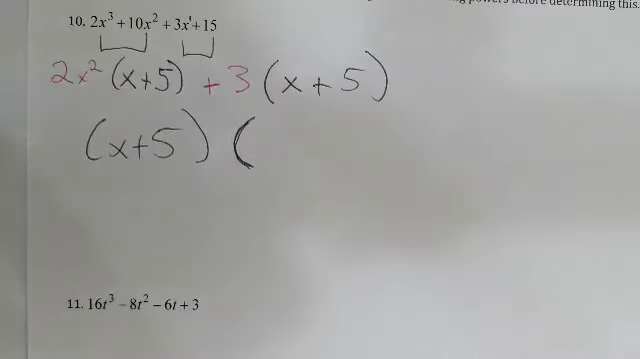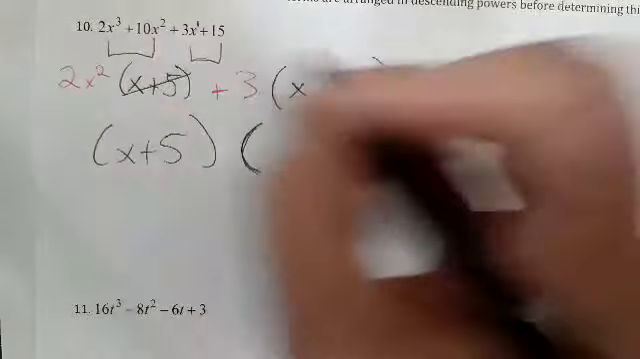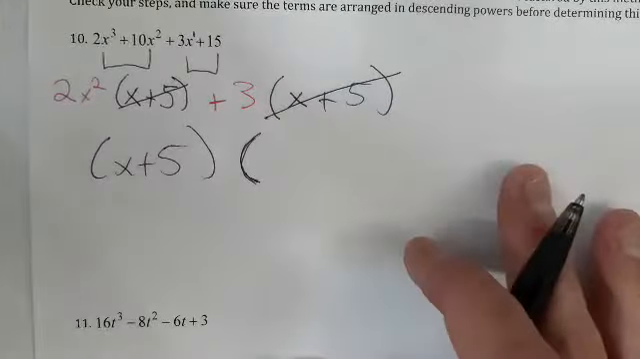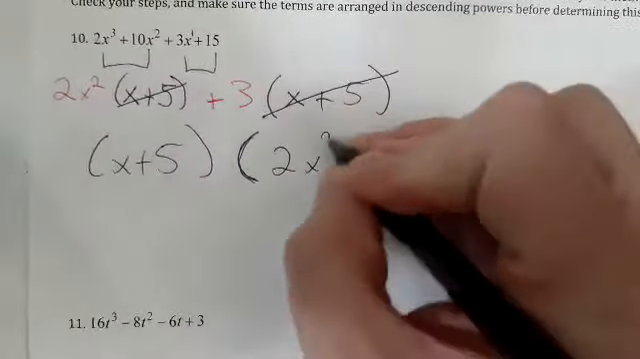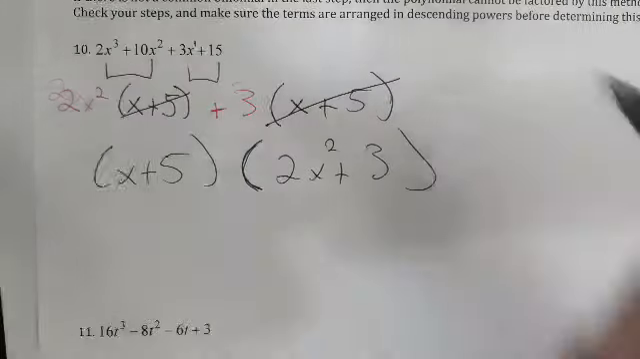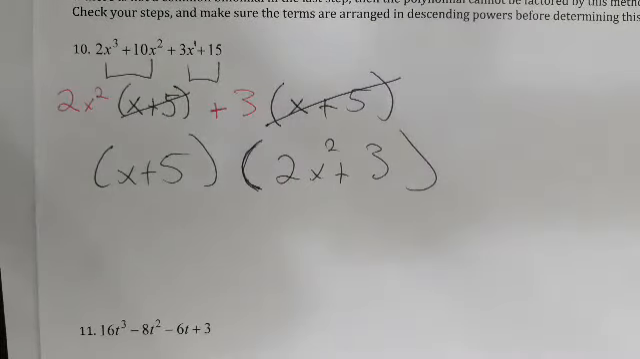Now the operation between these two things should be multiplication. We're pulling it out, and what I have left is something that looks like 2x plus 3. And so I have factored the first 4-term polynomial.